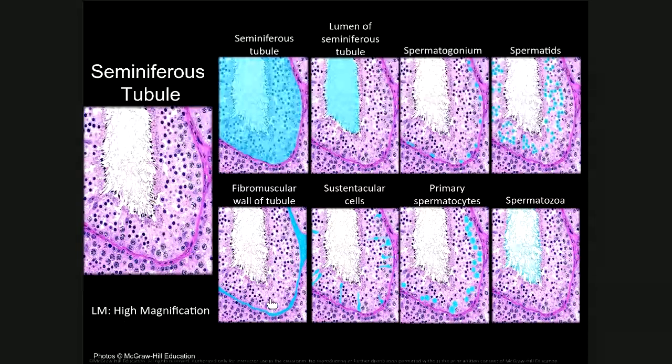There's also a fibromuscular layer and the sustentacular cells. You also see the primary spermatocytes and the mature ones here. Look, it's in the peripheral, and it's in the inside lumen already, ready to be passed on towards the rete testis.